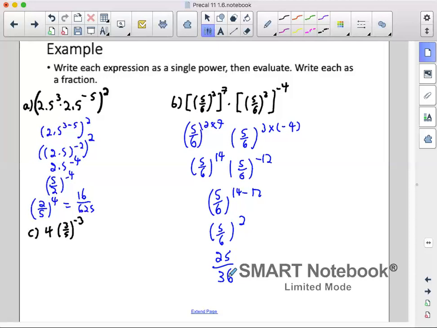On to the next one. We deal with our exponent first, so 4 stays in front. We flip 3 over 5, so it becomes 5 over 3. Becomes cubed, so we have 4 times 5 cubed, which is 125. 3 cubed is 27. 4 times 125 is 500 over 27.